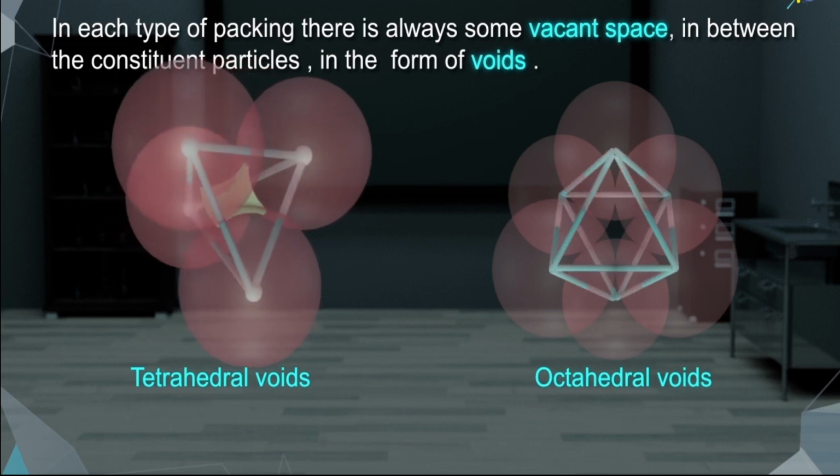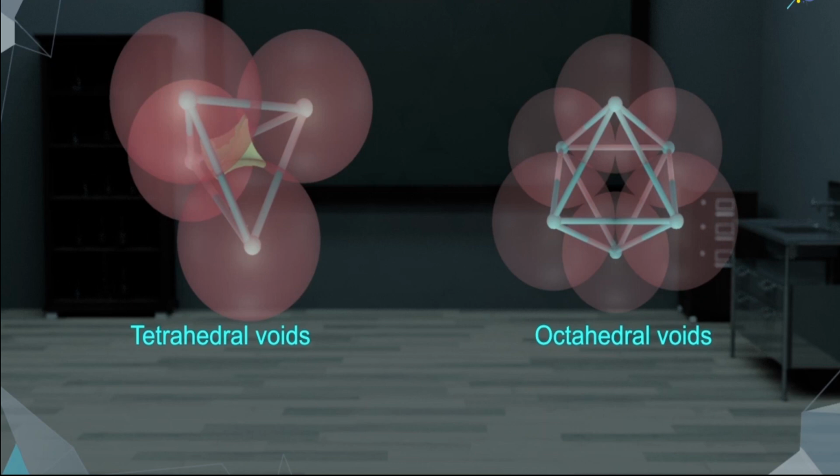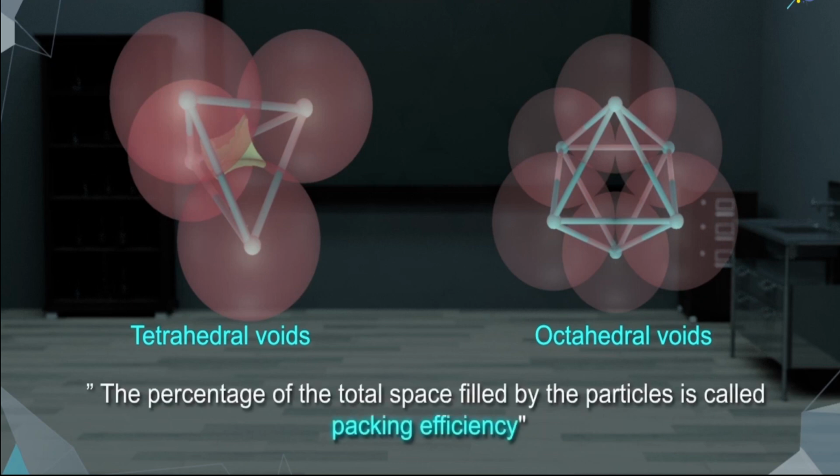Thus, in the packing, a part of the total available space is occupied by constituent particles. The percentage of the total space filled by the particles is called packing efficiency. Different types of packing arrangements have different packing efficiencies. Let us calculate different packing efficiencies in different arrangements.